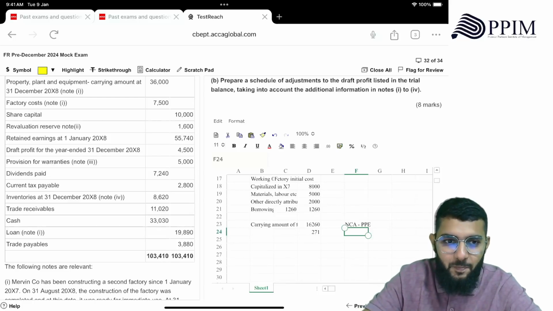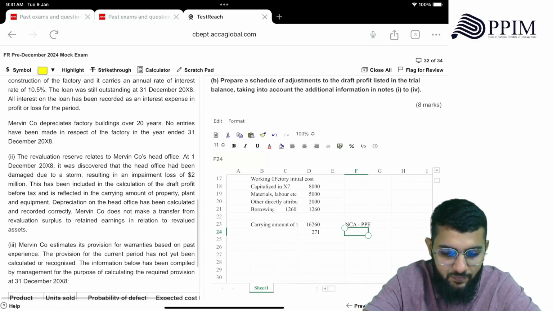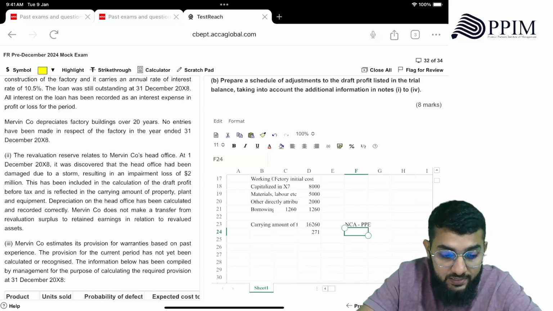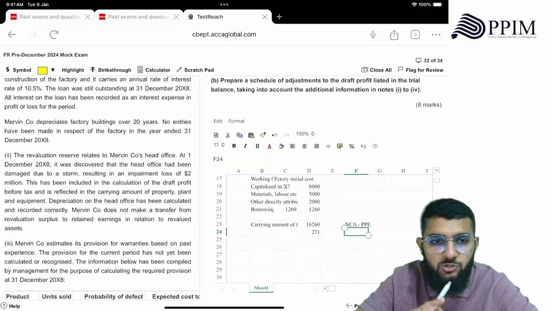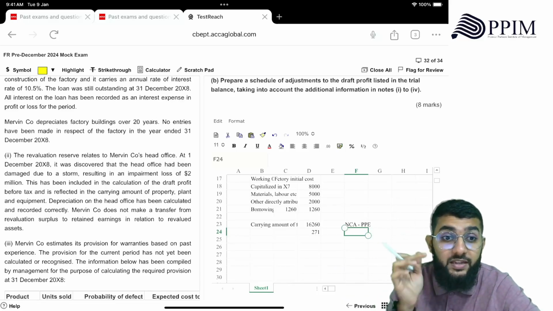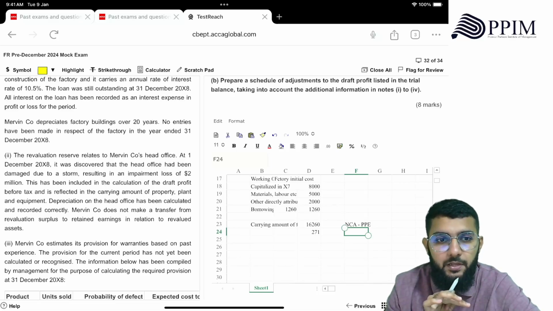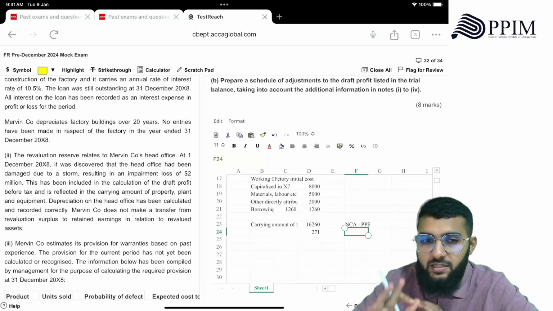Okay? But then they say that they don't make the transfers, right? There is no need of that. See, this has been included in the calculation of draft profit before tax and is reflected in the carrying amount of property, plant, and equipment. Depreciation on the head office has been calculated and recorded correctly. Mervyn Co does not make a transfer from revaluation surplus to retained earnings in relation to revalued assets. There is no transfer option. So that's also a technical nitty-gritty of IAS 16 that is not applicable here. If that was applicable, the revalued depreciation would have to be removed, but that is ignored.